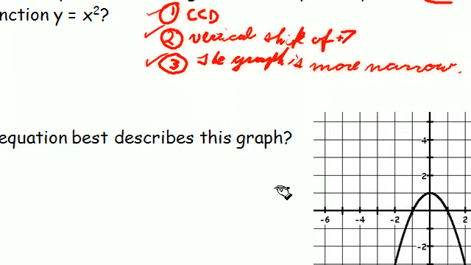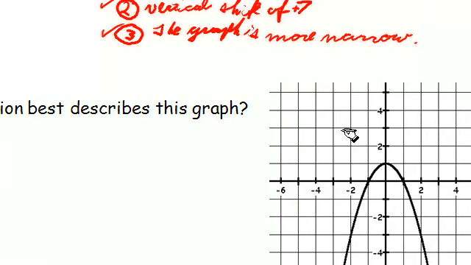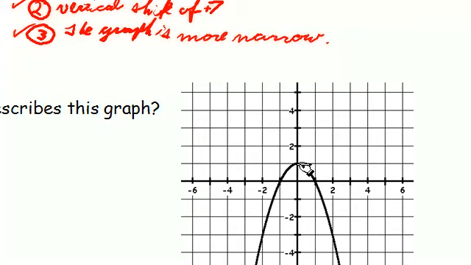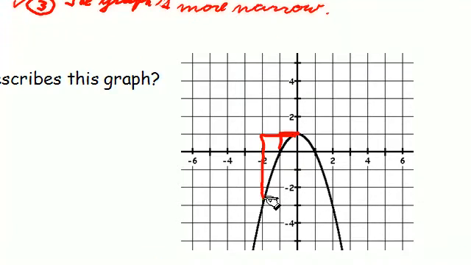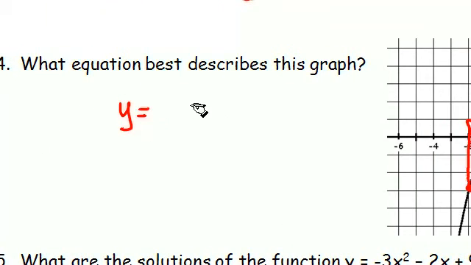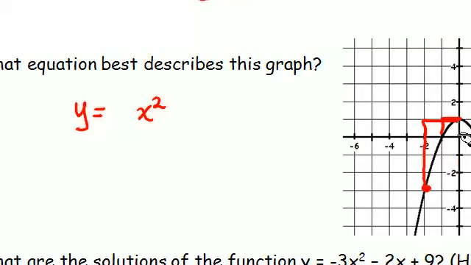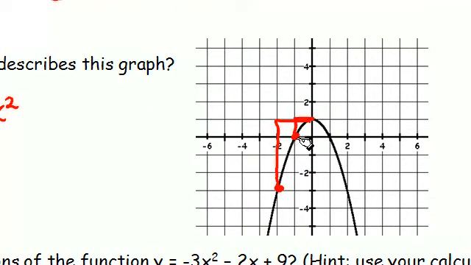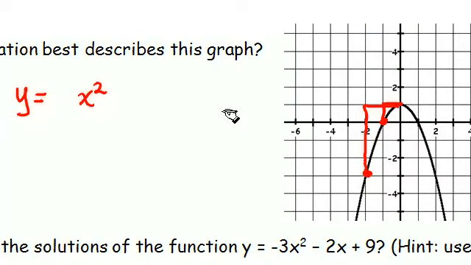Let's look at number 4. Which equation best describes this graph? Well, let's first see if it's an x squared function. So it goes over 1, down 1, over 2. Now it should go down 4. 1, 2, 3, 4. Good. So we know that it's at least going to have an x squared in it. There's a squared relationship here, because if we go over 1, we go down 1. If we go over 2, well, 2 squared is 4.